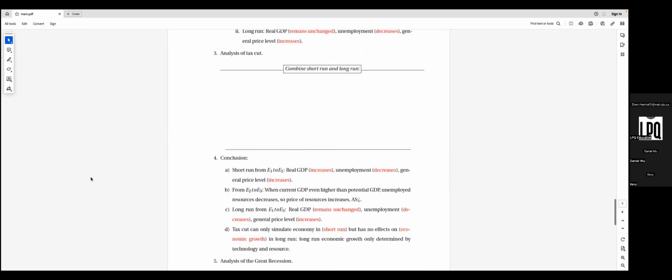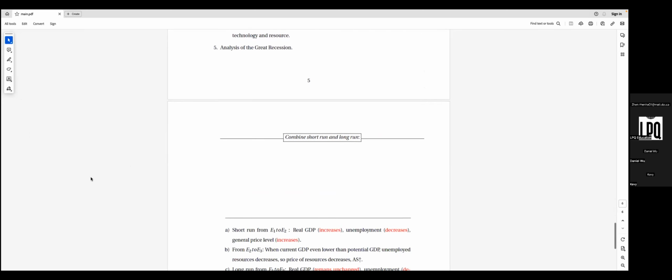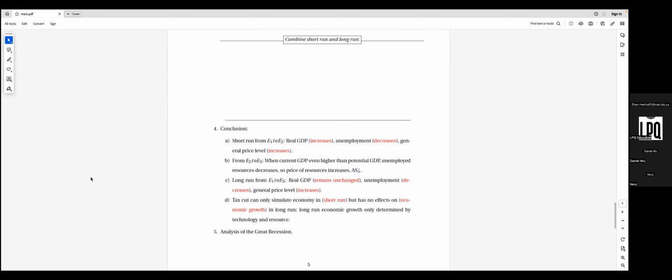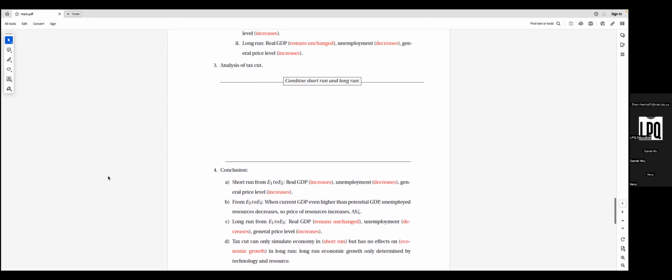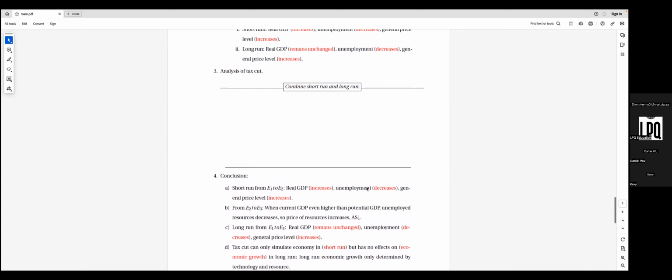So the third example is the most important example to this lecture. In the third example, we combine the short run and the long run analysis together. From the third box, we no longer need to do two different graphs. Instead, we just combine them together. We just need to have one graph.